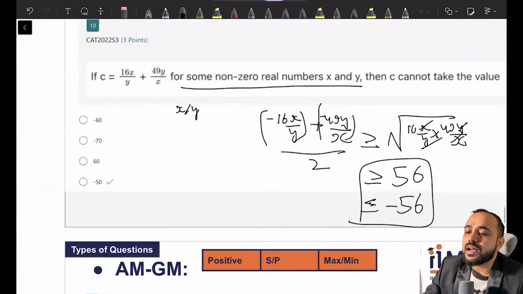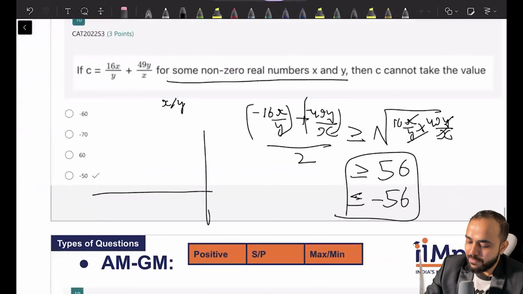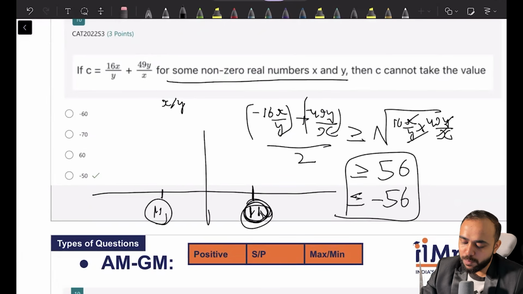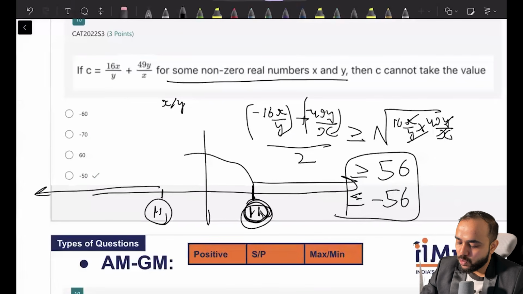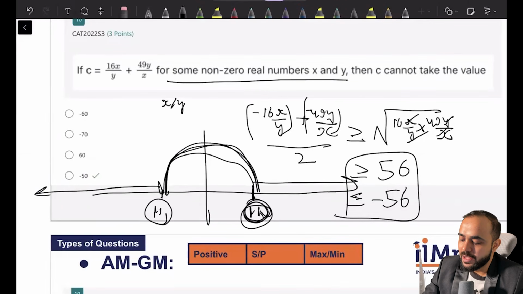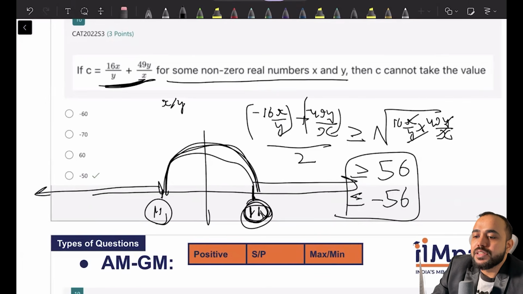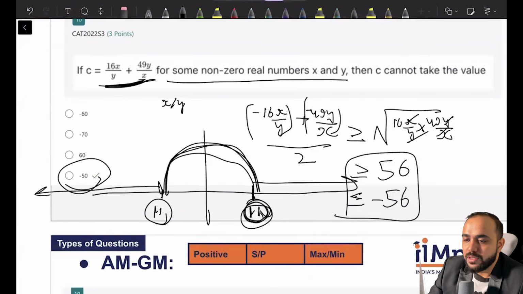So you can't really take a value between 56 and minus 56, which is the point of my graph that I showed you in that slide, that you will have a mod value, a magnitude, which will be respected on either end. So you can find it for positive and then reciprocate for negative. You can't take a value in between when you are applying AM-GM for this format. That is only one option, minus 50. So this is probably one of the only situations where the negative part of AM-GM was actually tested. So this actually is a unique question in that sense.